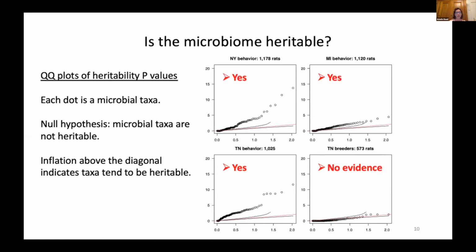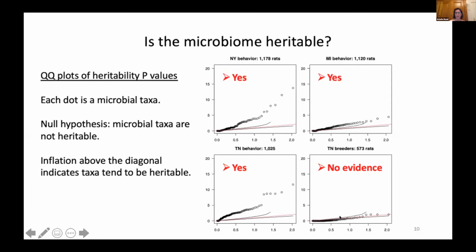There's multiple ways to address that question. The one that I prefer is to show QQ plots. These QQ plots have on the x-axis the expected p-value of the test of whether heritability is equal to 0 or different from 0. And on the y-axis, we have the observed p-values for that same test. Here, each dot is a microbial taxon. The 4 quadrants correspond to the 4 different studies. The null hypothesis, again, is that the microbial taxa are not heritable. And if we see that there's inflation, meaning the dots are above the diagonal, then that indicates that the taxa tend to be heritable. And we can see here that in 3 quadrants, there's clear inflation of the p-values.